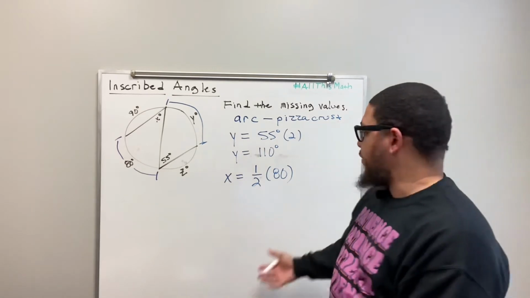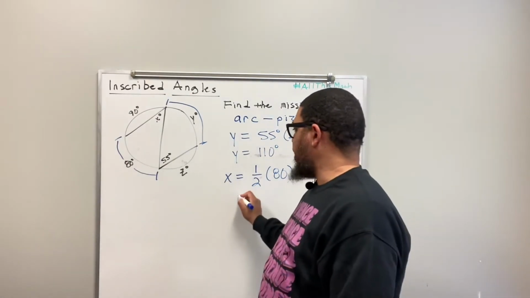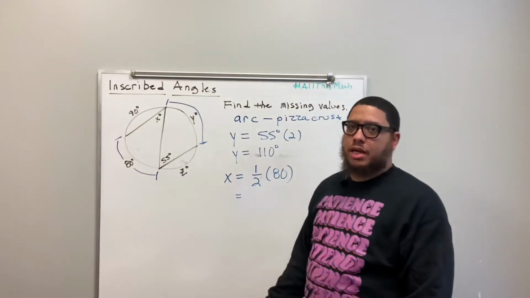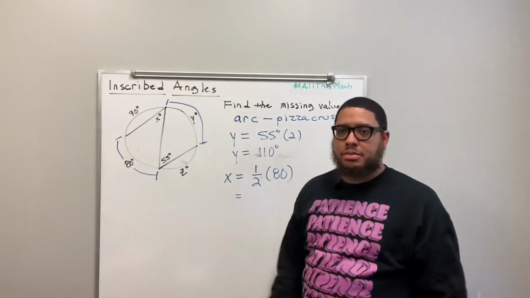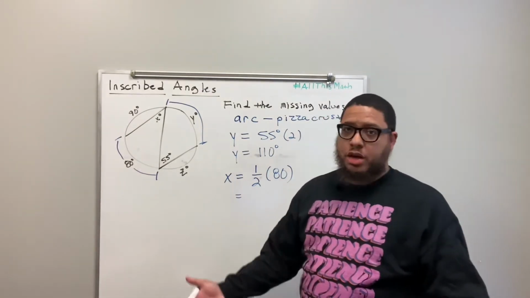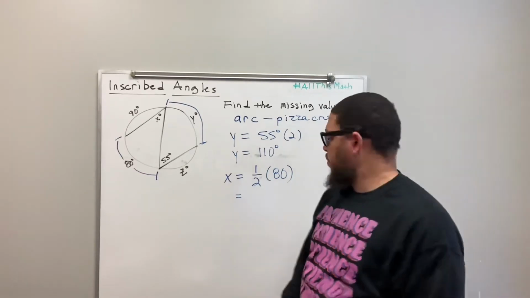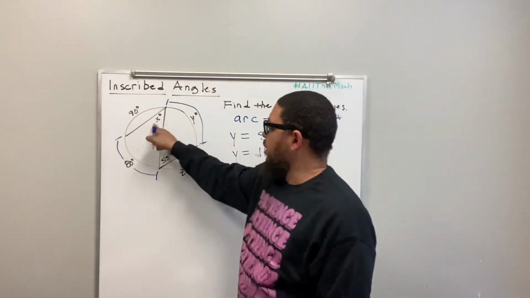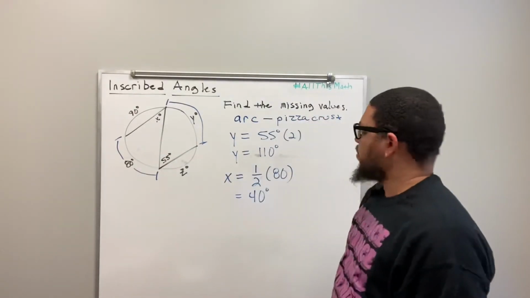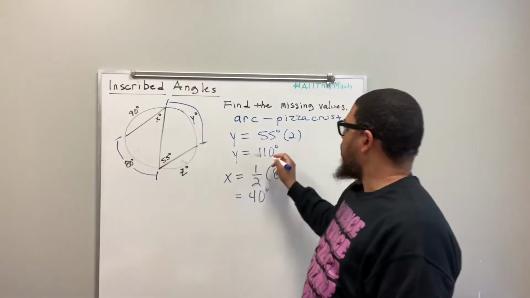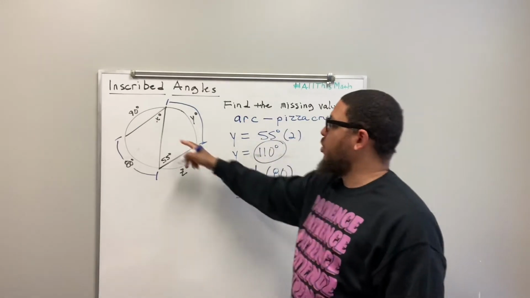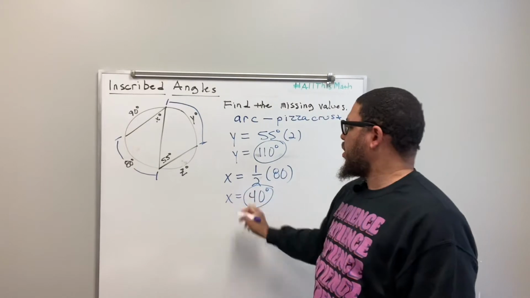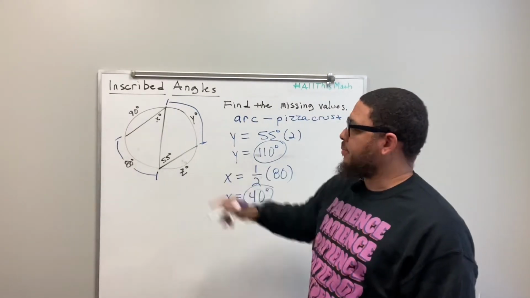Now, if x is 1/2 times 80, I know a half of 80. Like if I'm trying to buy some sneakers that cost $80 and they're half off because there's some type of sale going on, I know I'm only paying $40 for the sneakers. So 1/2 times 80 is going to be 40. So that means that this is 40 degrees. So now I know what y is. Y was 110. Now I know what x is. X was 40. Now, last thing I need to figure out is z.